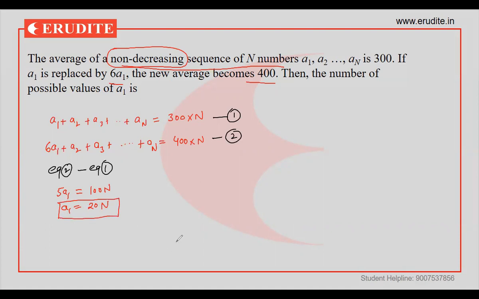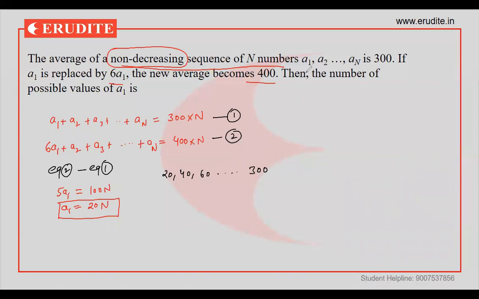Now guys, from here what you can understand is that a1 is a multiple of 20, right? So guys, what are the possible values for a1? 20, 40, 60 up to 300. The max value of a1 is 300. Now the reason is what? Why not more than 300?